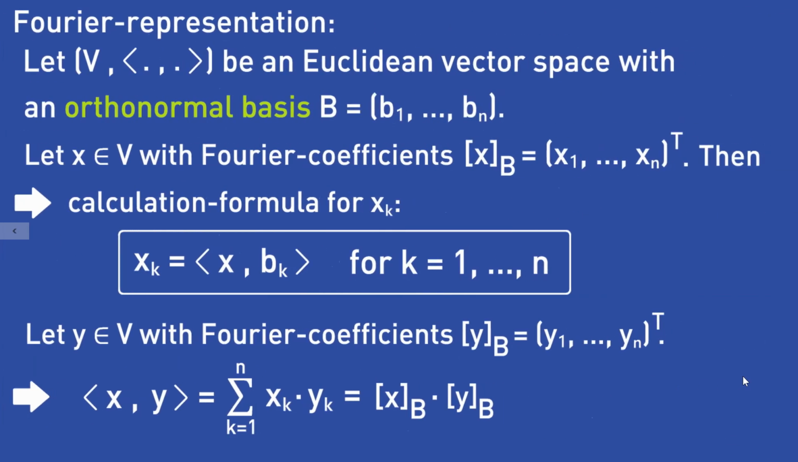Okay, I hope you are now able to calculate the Fourier coefficients of a given vector x of an Euclidean vector space with respect to an orthonormal basis b.